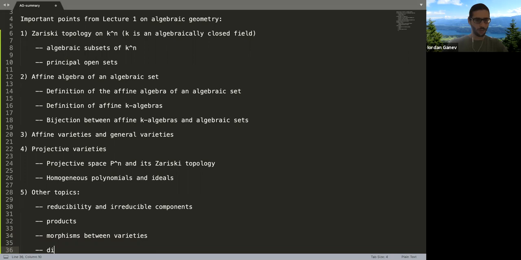And finally, we talked about dimension of varieties. We started with the dimension of irreducible affine varieties. Then we moved on to the dimension of irreducible general varieties, not necessarily affine. And then we defined the dimension of an arbitrary variety, irreducible or not. Okay, any questions so far? So I'll post this on the website so that you guys have it.